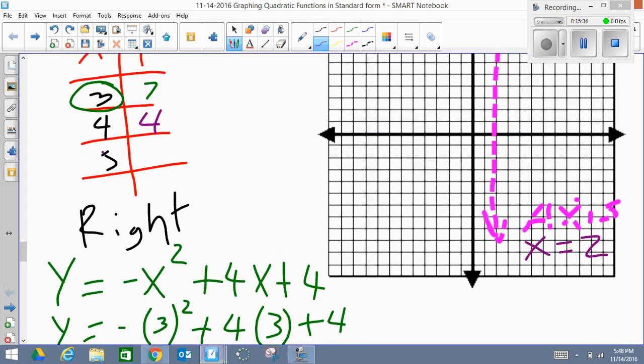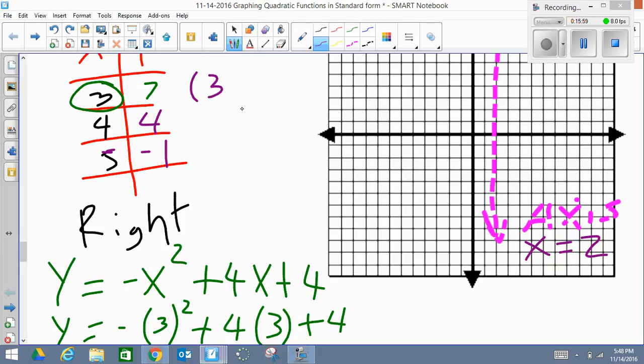Same process I do with the 5 now. Remember, this is a 5, okay? So I go back and replace it. And let me see, 5 is going to be negative 5 squared, which is negative 25. 5 times 4 is 20. 24 minus 25 is negative 1. Okay, same process. And now I found my 3 values.